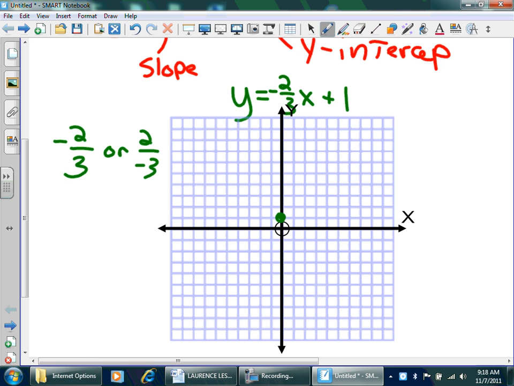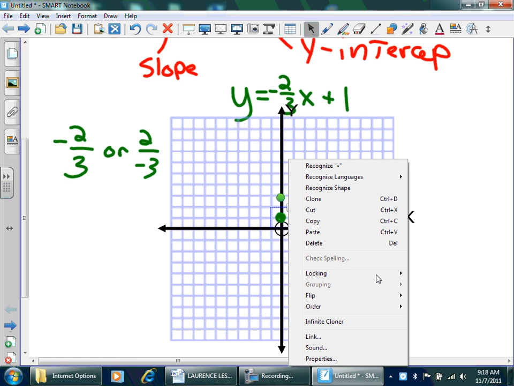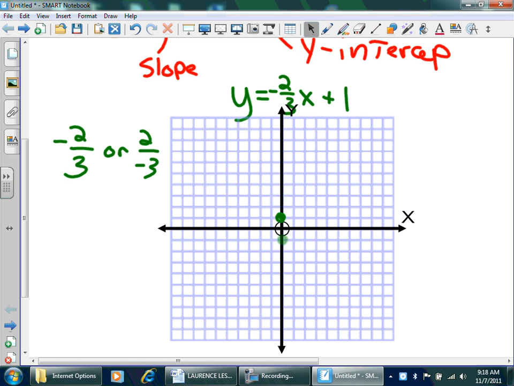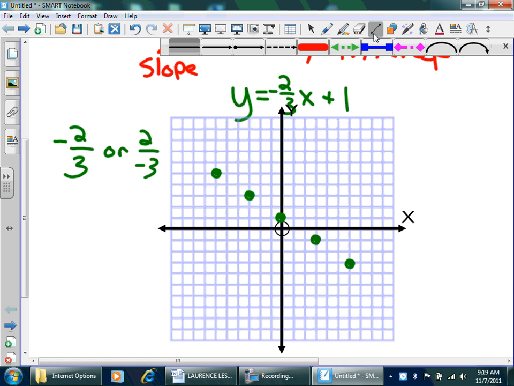So I will go down 2. I'll go down 1, 2, and then right 1, 2, 3. From that new point, I can go down 2, right 1, 2, 3. From the original y-intercept point, I could go up 2, back 1, 2, 3. From that new point, I could go up 1, 2, back 1, 2, 3. Notice all 5 of those points appear to be collinear. They are all on the same line.